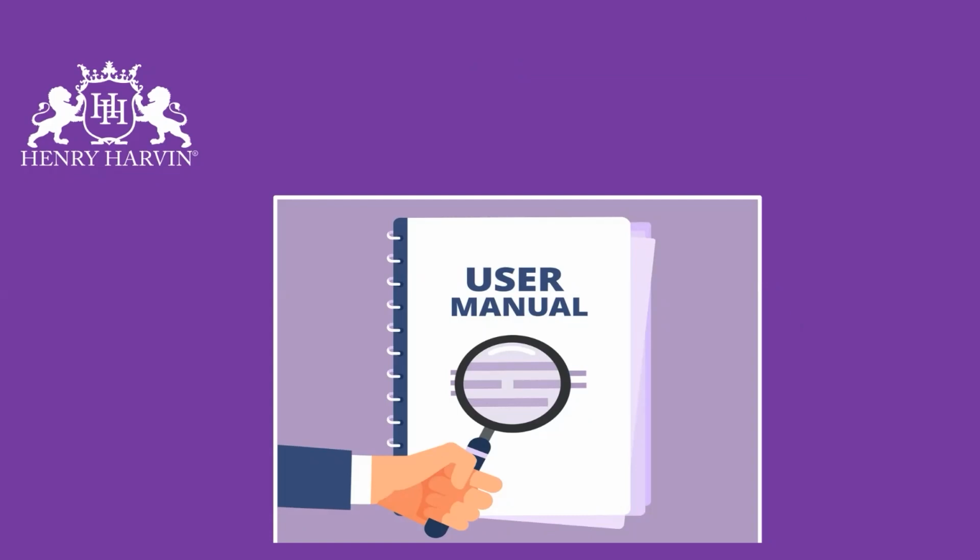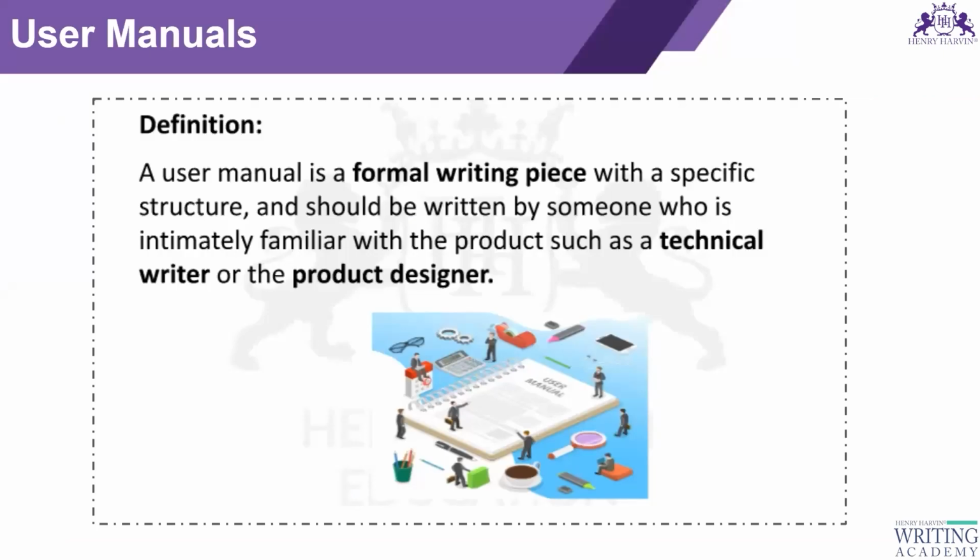So how exactly do you create it? A user manual, first of all, is a formal piece of writing, and this comes under technical writing. It has a very specific structure, and it should be written by someone who is familiar with that product, such as a technical writer or the product designer.